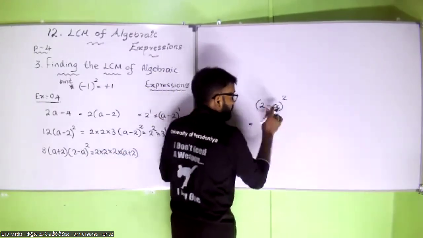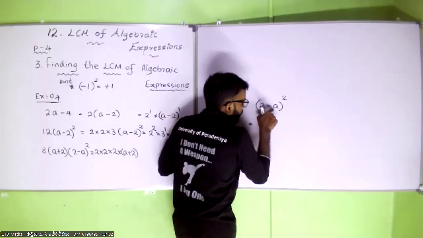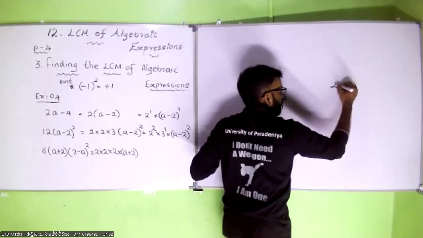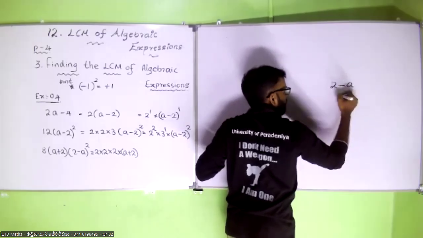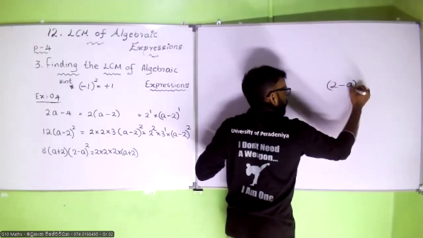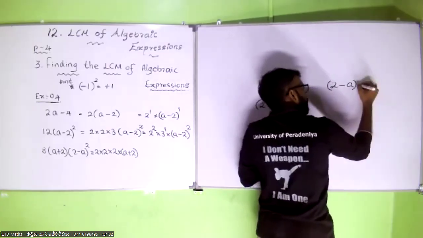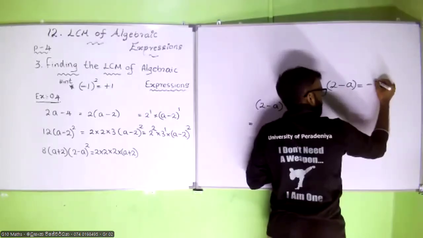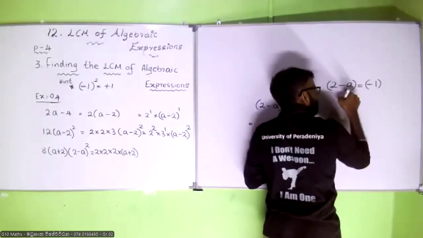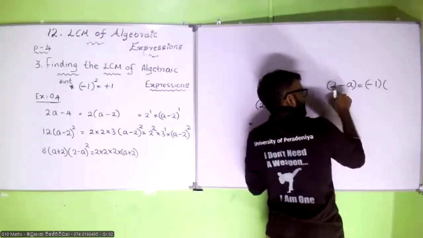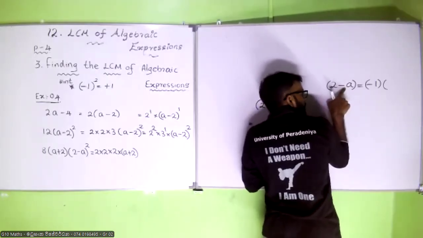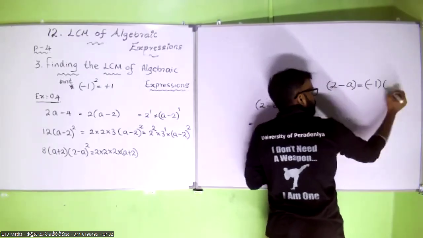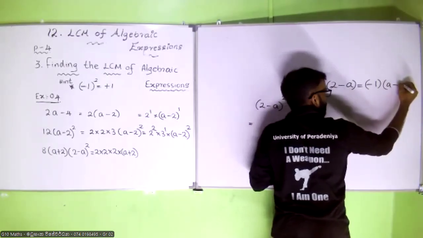We need to fix this one, 2 minus a. You know how to change the signs of a term or expression by taking the minus sign out. Normally I will say minus 1. I am taking minus 1 out from this so that I can change the signs. Negative a becomes positive a, where positive 2 becomes negative 2. So that I can write a minus 2.